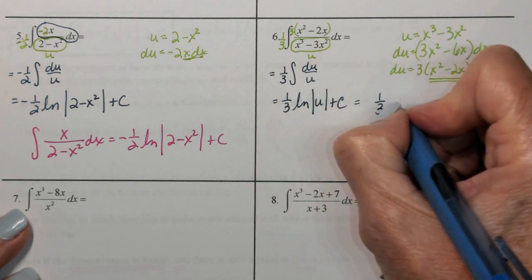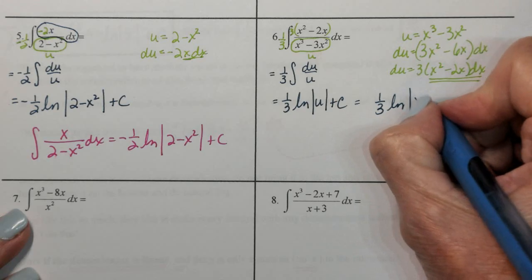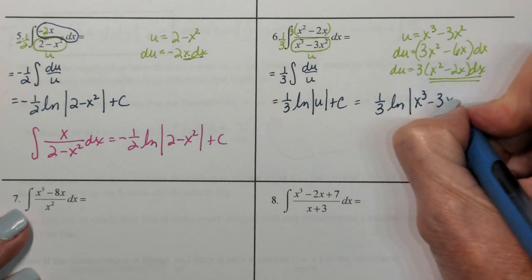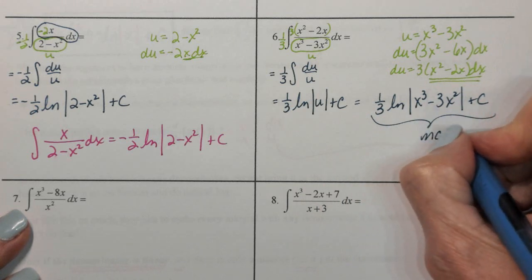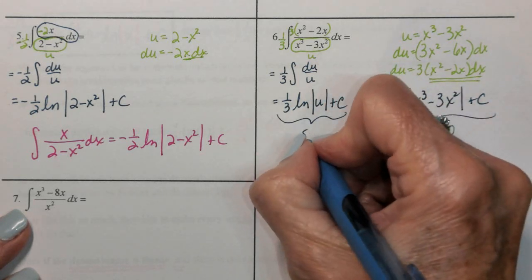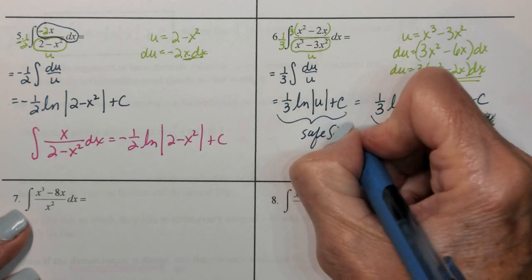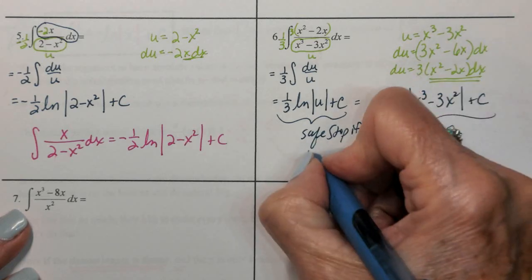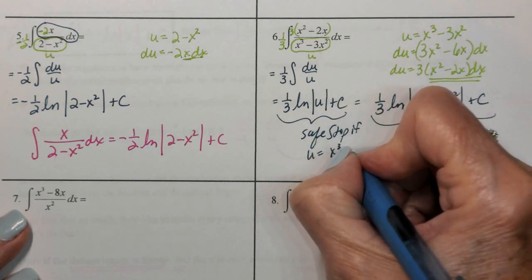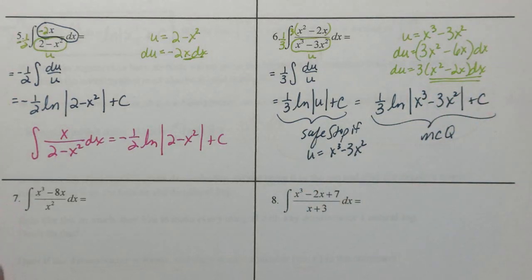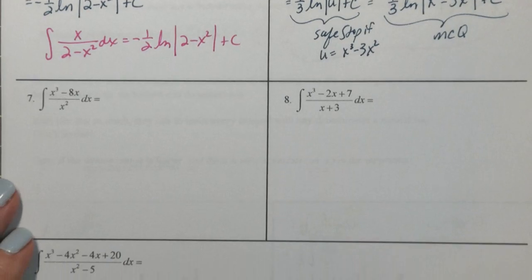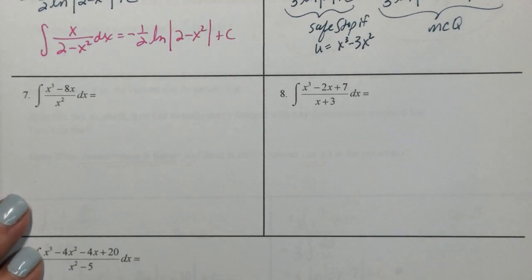So 1/3 ln absolute value, go back to my x's here for a multiple choice. So this would be a multiple choice answer. This would be a safe stop if you said that u was equal to that. Okay? Always have to say what u is equal to if you're going to say stop there. Okay, number 7.